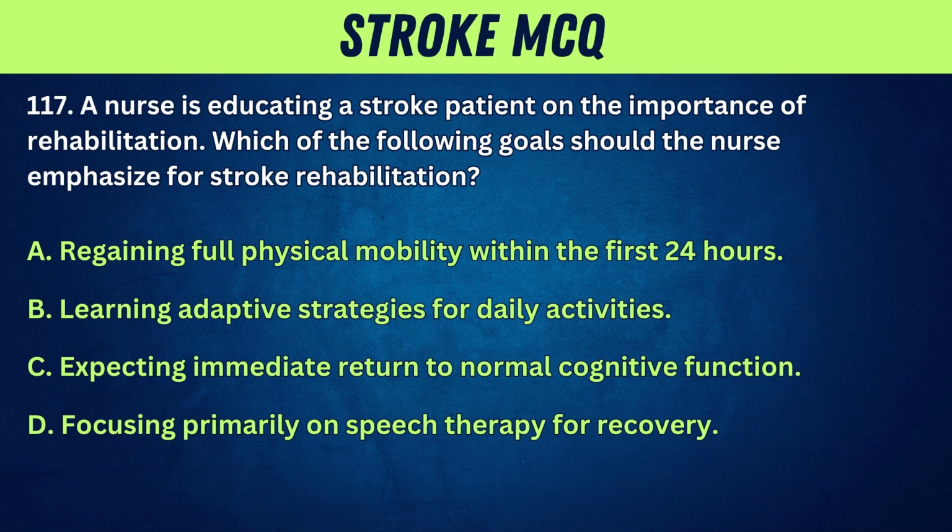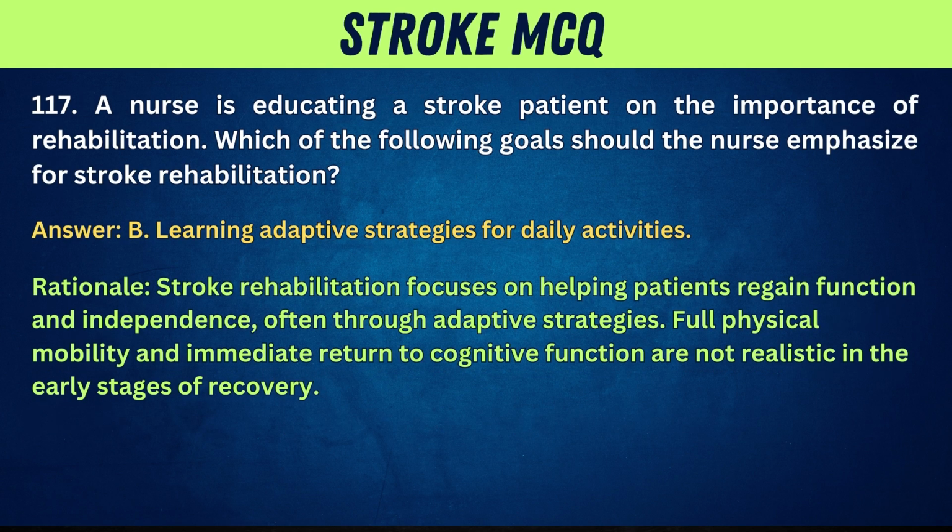117. A nurse is educating a stroke patient on the importance of rehabilitation. Which of the following goals should the nurse emphasize for stroke rehabilitation? A. Regaining full physical mobility within the first 24 hours. B. Learning adaptive strategies for daily activities. C. Expecting immediate return to normal cognitive function. D. Focusing primarily on speech therapy for recovery. Answer: B. Learning adaptive strategies for daily activities.